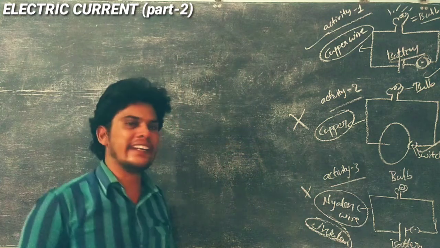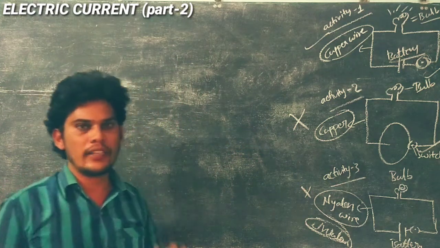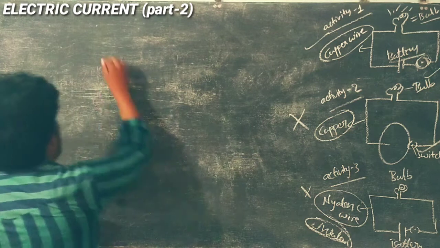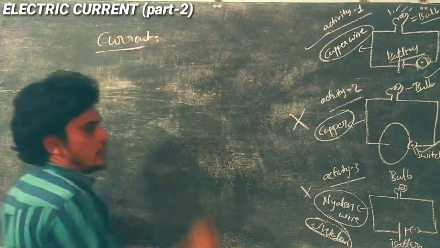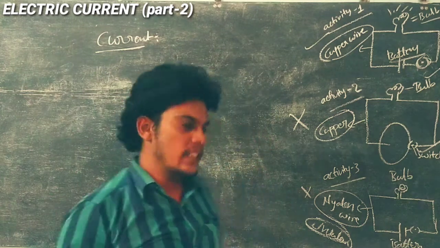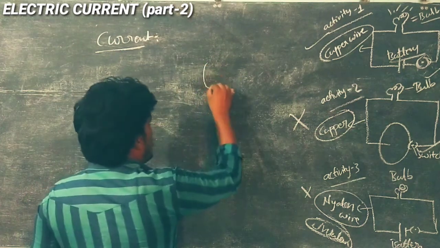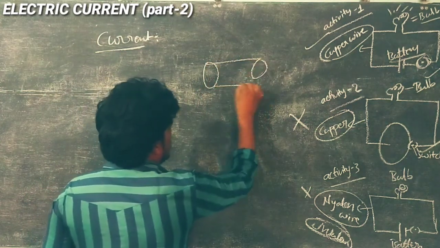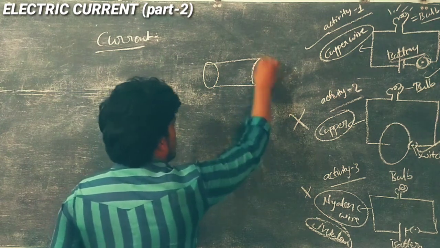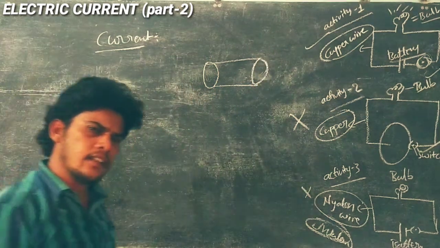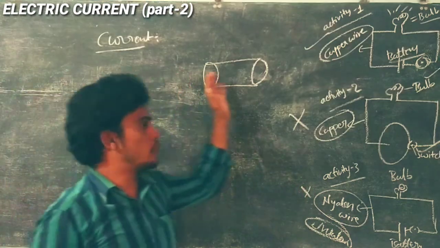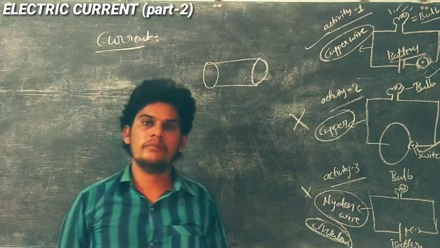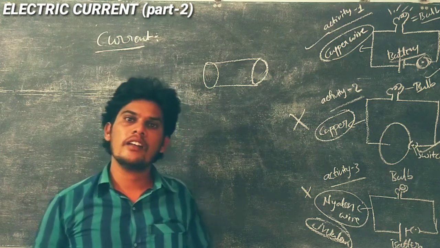Next, come to the interesting point that is completely related to our chapter. That is the definition of current. What is current? They will ask this question. Current can be defined as the number of charges that flow through a conductor in a time is called current.